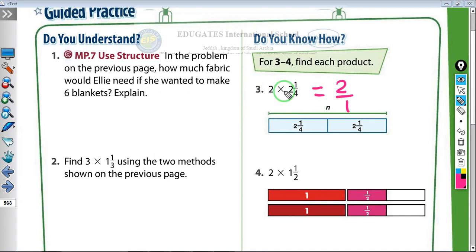How to make this as an improper fraction? As I said, keep the denominator 4. Do not change this 4. 2 times 4 is 8. 8 plus 1 is 9. So as a circle, here multiplication, but here add.